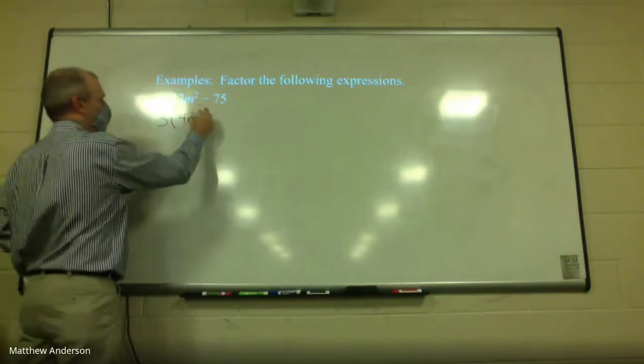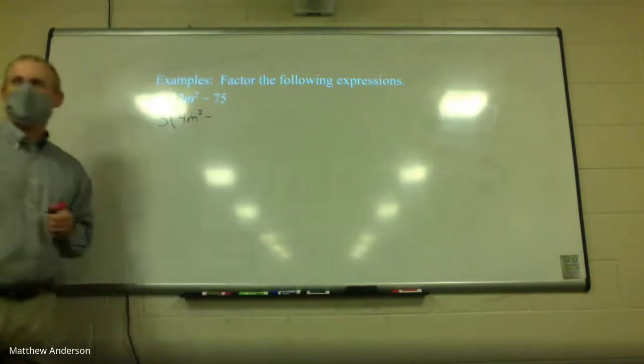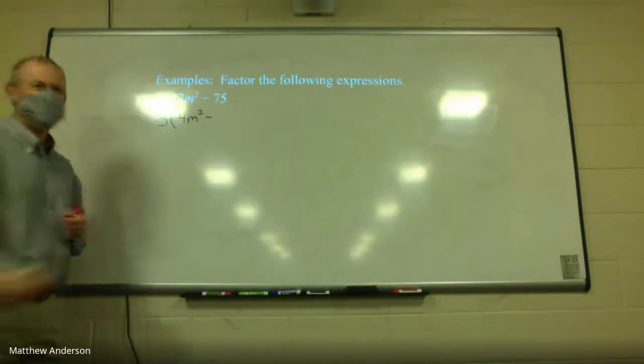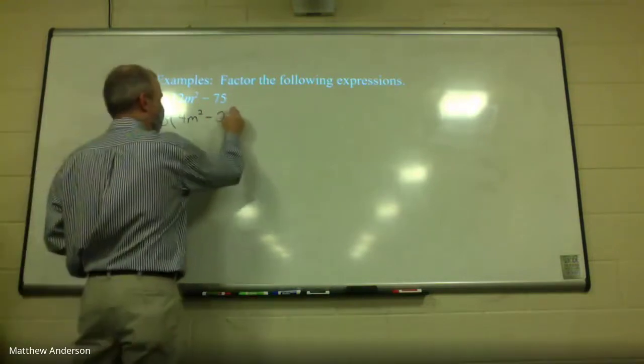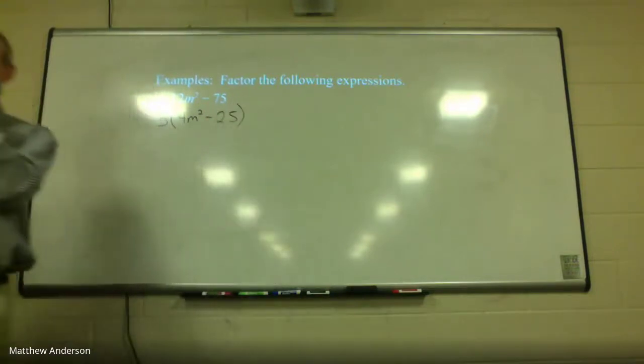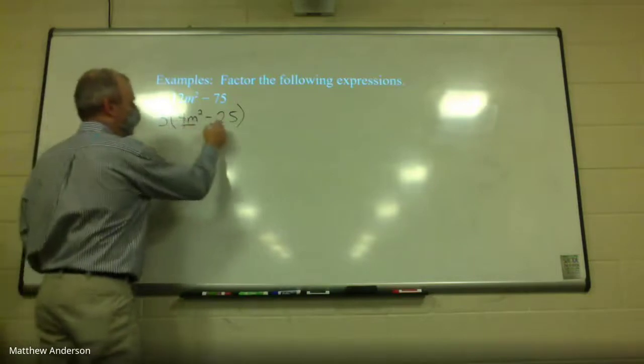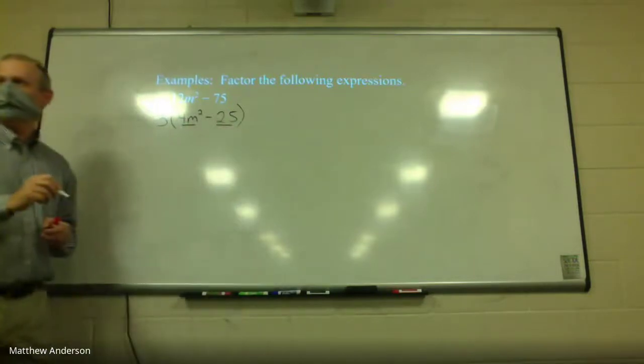4m squared minus, what's 75 divided by 3? Think quarters. 25. Right? 3/4 is 75 cents. Okay. Now, do these look like perfect squares?